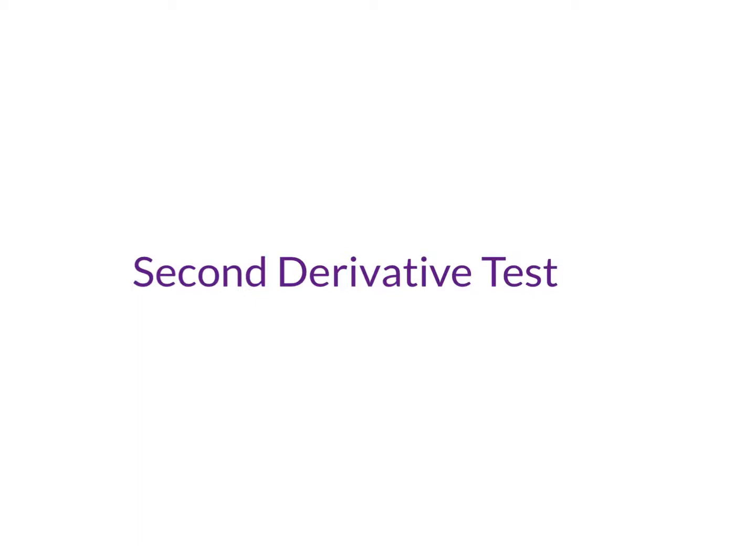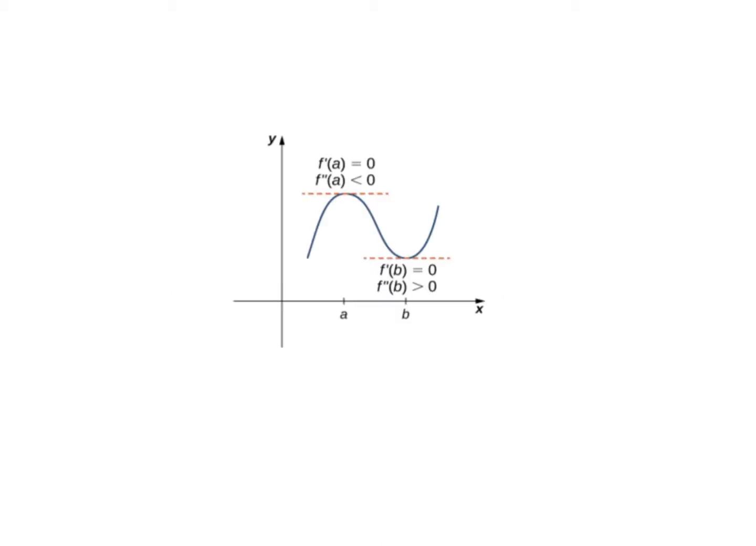In this video, we're going to learn about the second derivative test, which is the second way that we have to determine where our local maxes and mins are. So let's take a look at an example. Here we have a graph that has a local max at A and a local min at B, right? And so let's talk about it in terms of the first derivative and the second derivative.